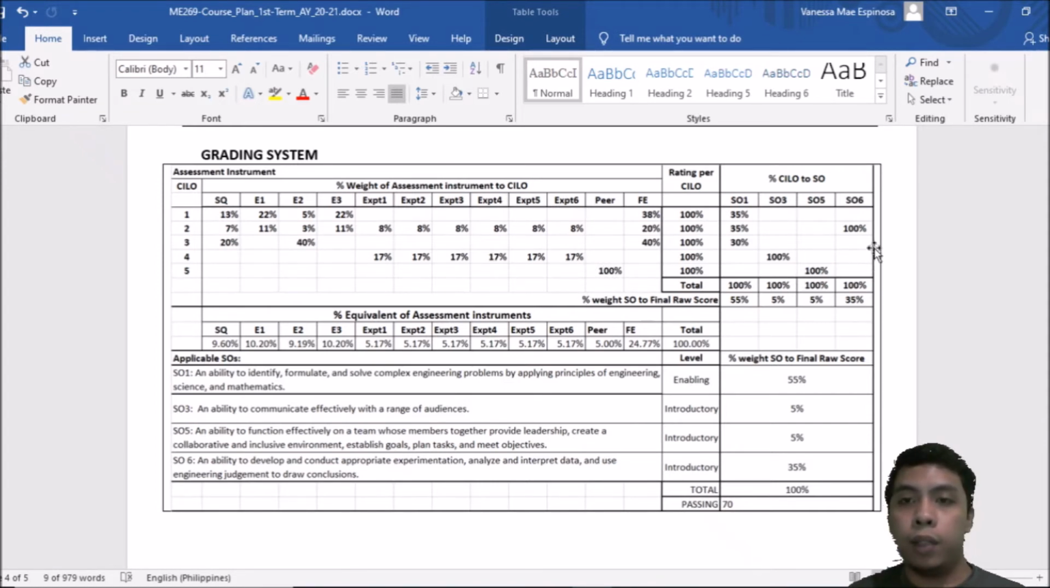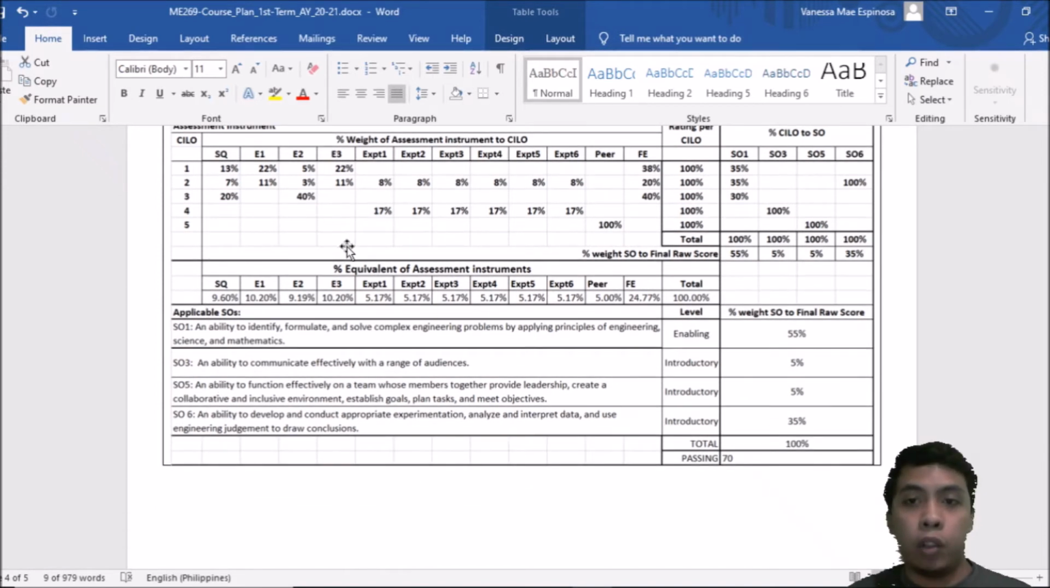Next, we have the percentage of CILO to SO, as you can see here. Next, we have the percentage weight of SO to final raw score. So what happens is, we have the percentage of the assessment instrument to the CILO, CILO to SO, and SO to final raw score. The final raw score will be your final grade. So from assessment instrument, CILO, SO, to final grade.